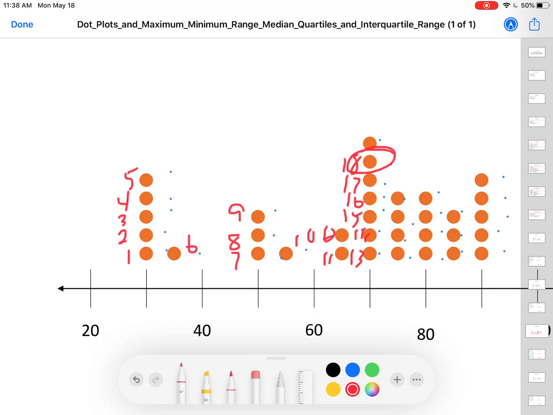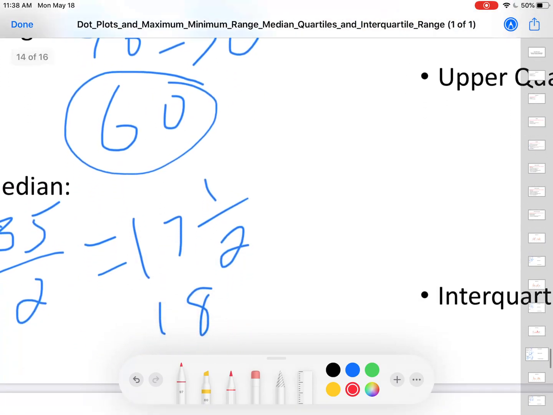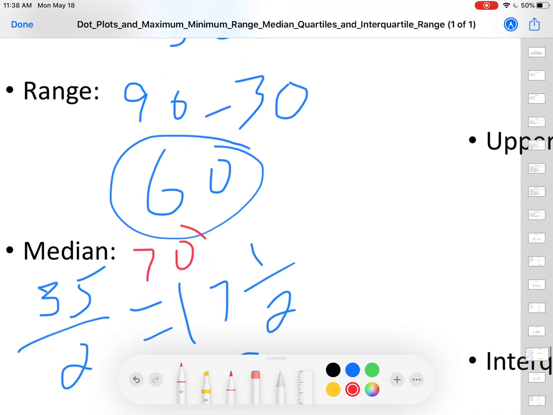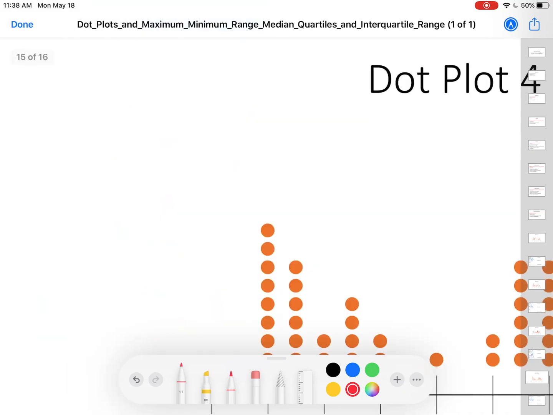Halfway between 60 and 80 is 70. So therefore, the median in this case is 70. And that's how you find it for that one. Let's move on to dot plot number 4.